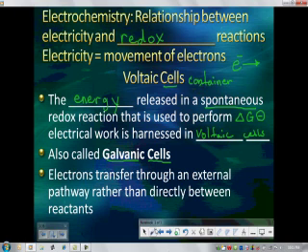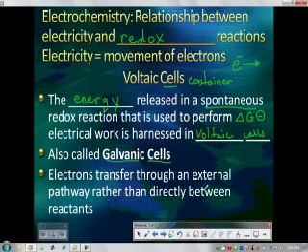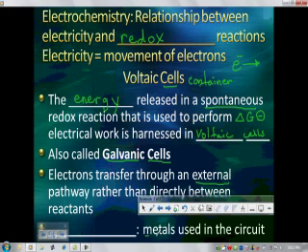So the electrons are transferred not just from one reactant to the other; they're going to go through an external pathway. I think we should see how this works, because it's hard to just describe. The metals that we use in our circuit have a special name: they're called electrodes. That's what we connect our voltmeter to. Metals are good conductors of electricity, so we use those for our electrodes.